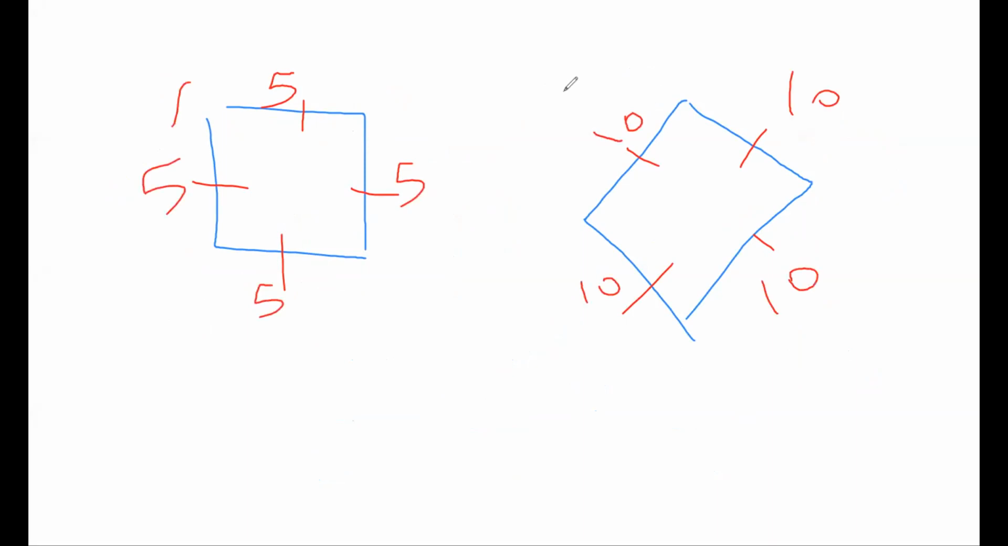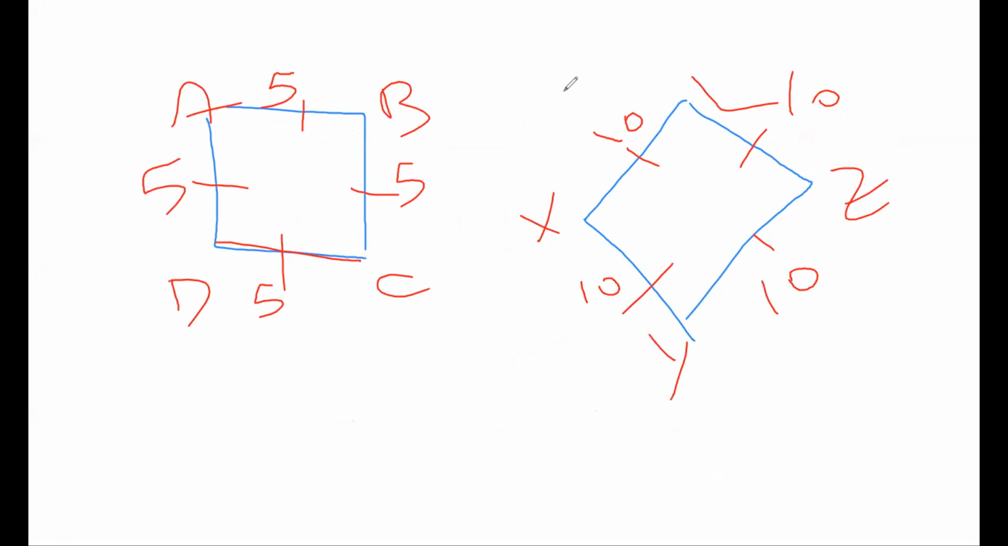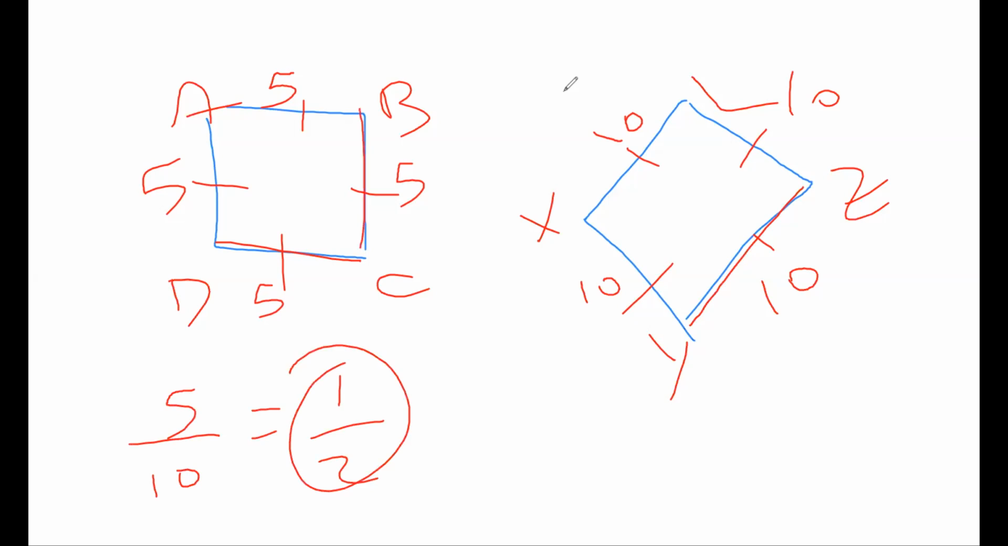So if I want to get the ratio between the corresponding sides, it will be DC divided by YZ, for example, 5/10 equals half. All of them will be half. BC divided by LZ is half. BA divided by LX is half. AD divided by LY is half. But what about the angles?